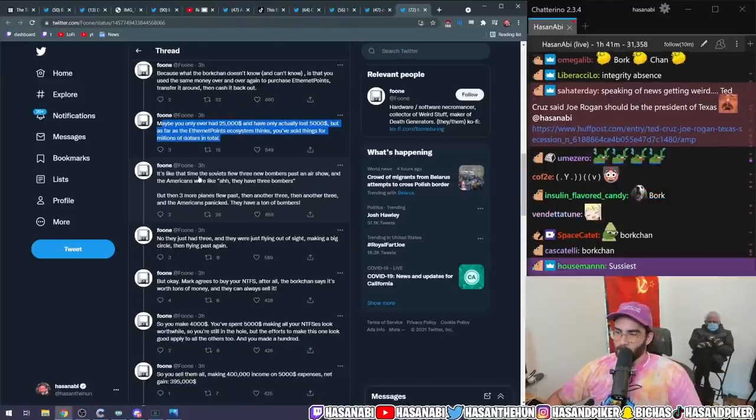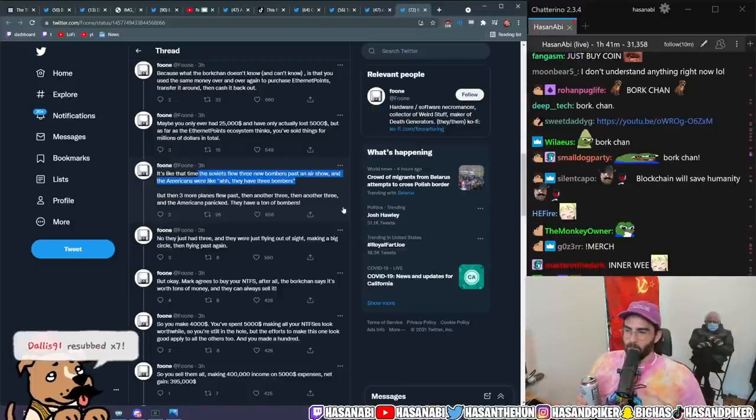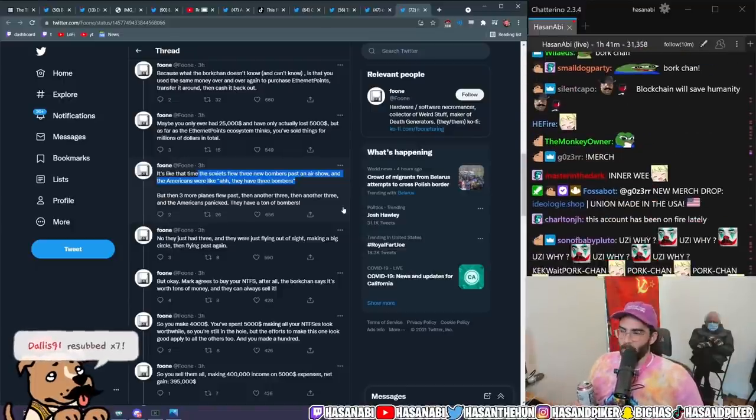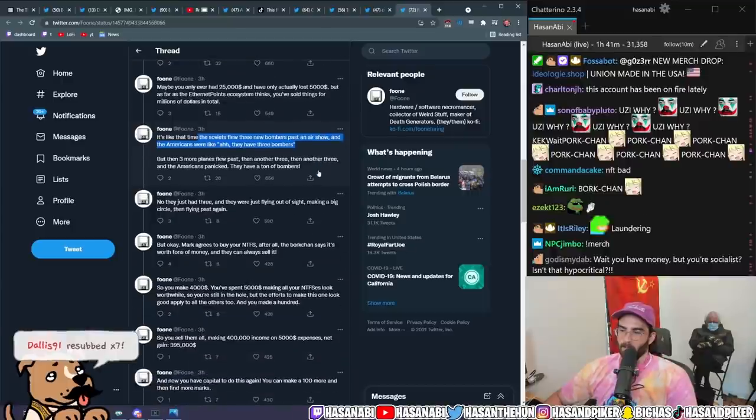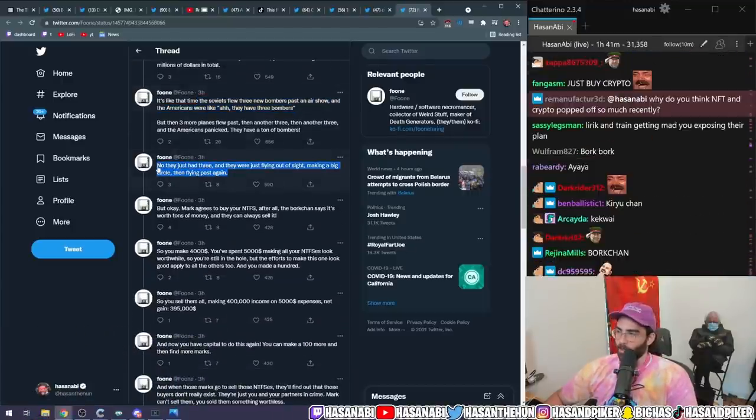It's like that time the Soviets flew 3 new bombers past an air show, and the Americans were like, they have 3 bombers. But then 3 more planes flew past, another 3, and another 3, and the Americans panicked. They have a ton of bombers. No, they just had 3. They were just flying out of sight, making a big circle and flying past again.